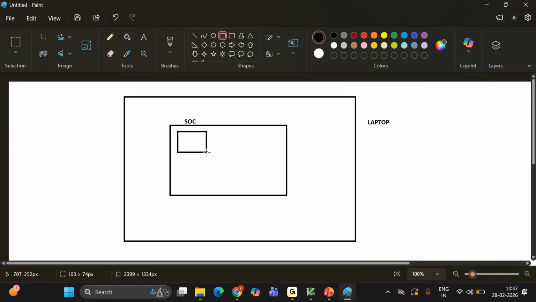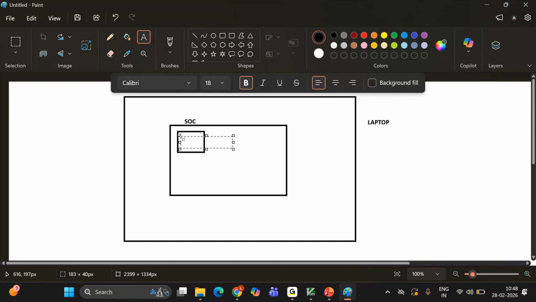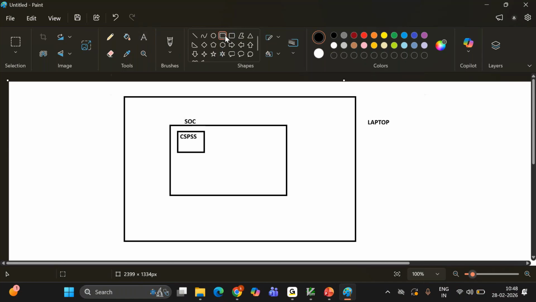I'll draw it like this. You'll have a CPU subsystem, which I'll call CPU SS. You might have single-core or multi-core CPUs. Multi-core means multiple processors are present. Four core means four ARM processors are present. That's what is called four core or multi-core. There will be GPUs.